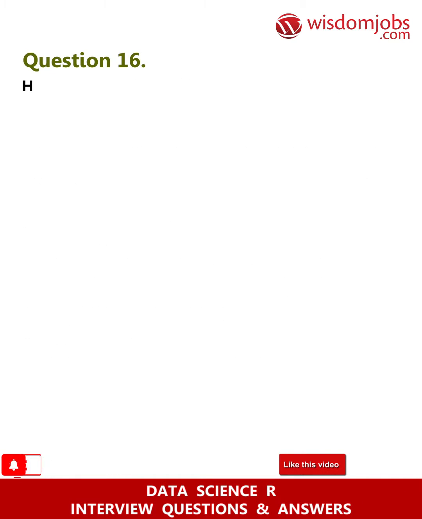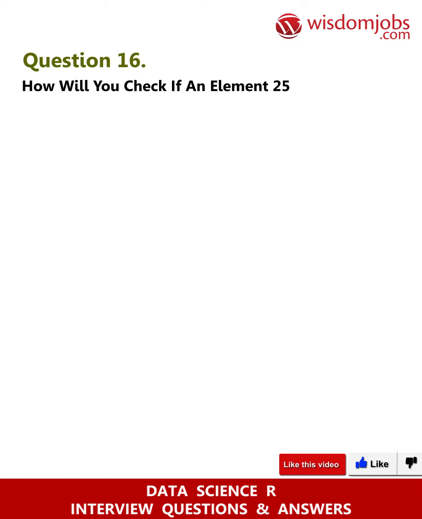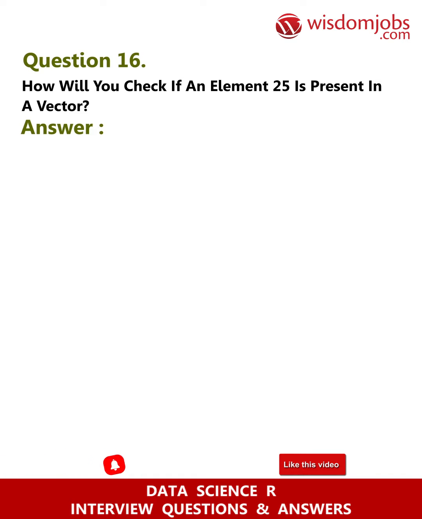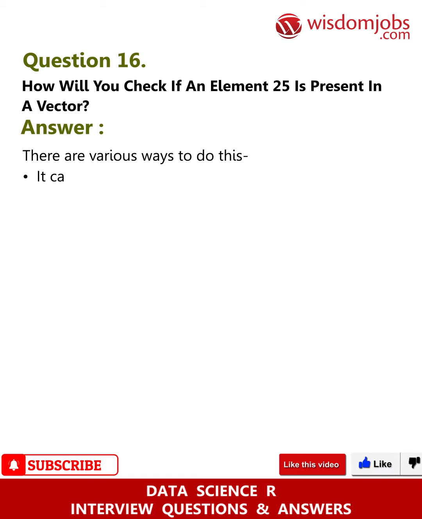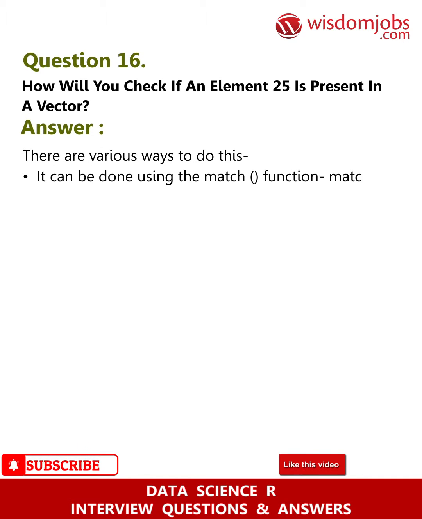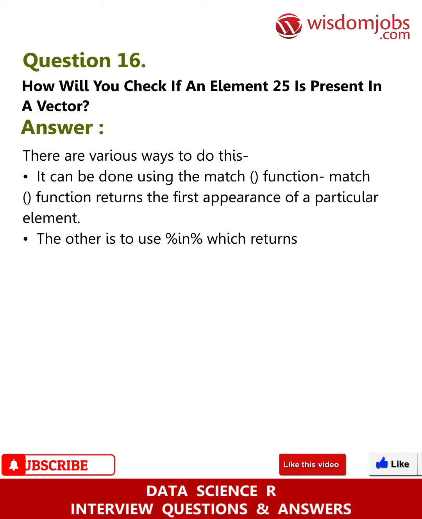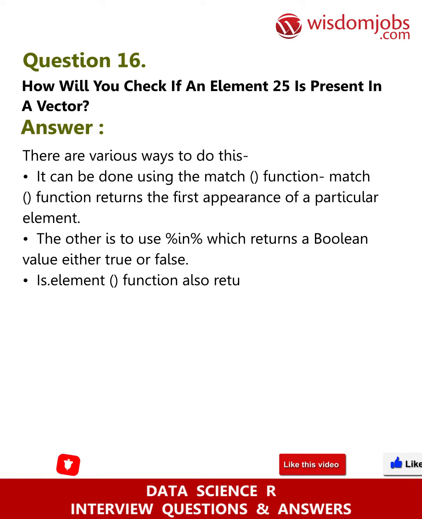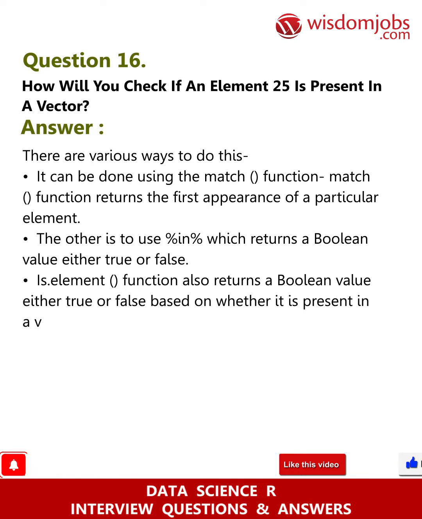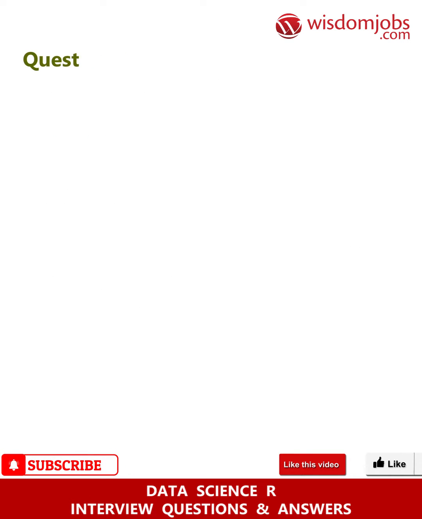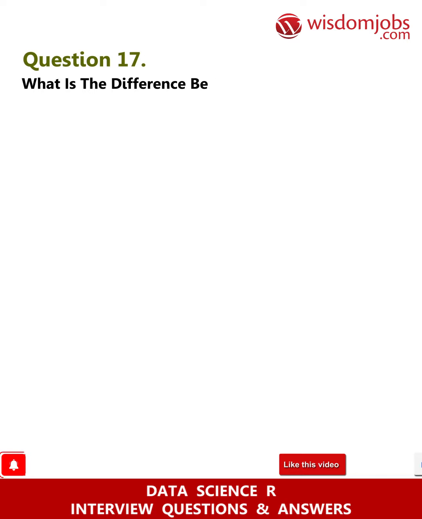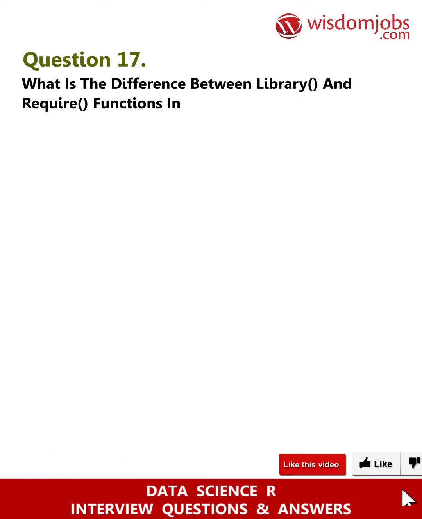Question 16. How will you check if an element 25 is present in a vector? Answer. There are various ways to do this. It can be done using the match function. The match function returns the first appearance of a particular element. The other is to use %in%, which returns a boolean value, either TRUE or FALSE. The is.element function also returns a boolean value, either TRUE or FALSE, based on whether it is present in a vector or not.